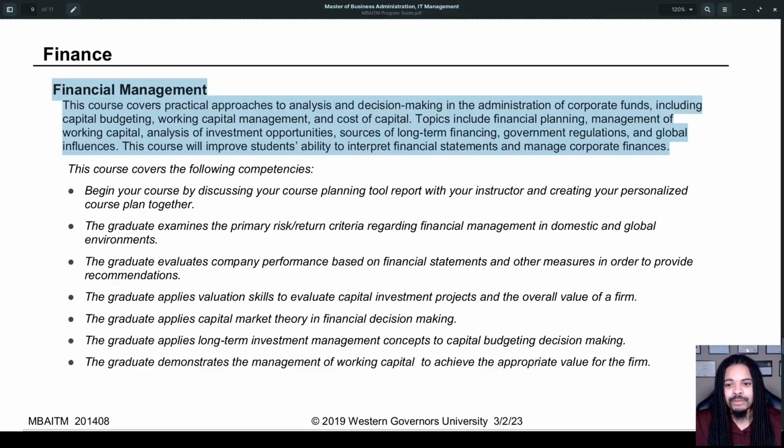Everything in here sounds bad. Financial planning, management of working capital, analysis of investment opportunities, sources of long-term financing, government regulations, global influences, and then honestly, even all of the bullet points that talk about capital market theory, it's all gibberish to me. So I am going to have to try hard with this one, but that's what it is. This is the hardest class. I don't want to wait and have this be the very last class, so I'm trying to take it a little bit earlier, but yeah, this is going to be the hardest one for sure.